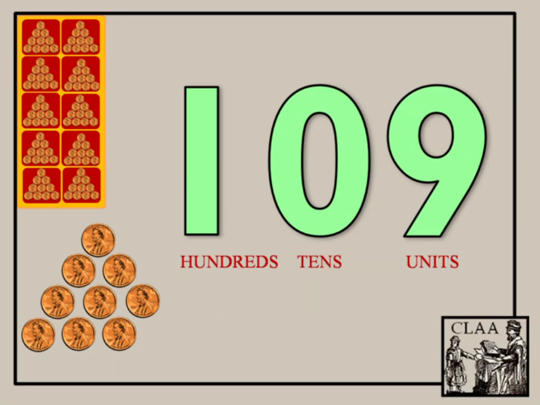109. 109 is written with a 1 in the hundreds place, a 0 in the tens place, and 9 in the units place. 109.